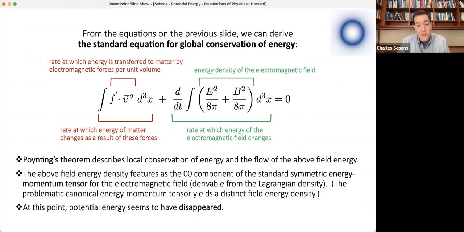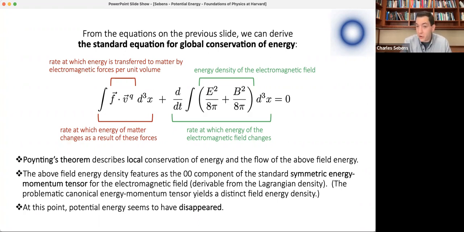Okay, so if we pause here, we've gone from electrostatics to textbook electrodynamics. I think it's very natural to draw the lesson that potential energy has disappeared. We had this option of potential energy that was viable for classical electrostatics, but doesn't seem to be viable for electromagnetism. If we want conservation of energy, we have to endow the electromagnetic field with energy, and the standard way of doing so gives it this energy density E squared over 8 pi plus B squared over 8 pi. So we don't seem to have potential energy anymore.